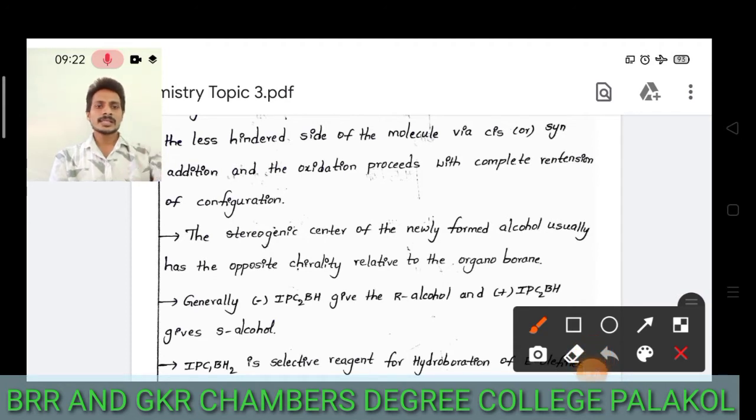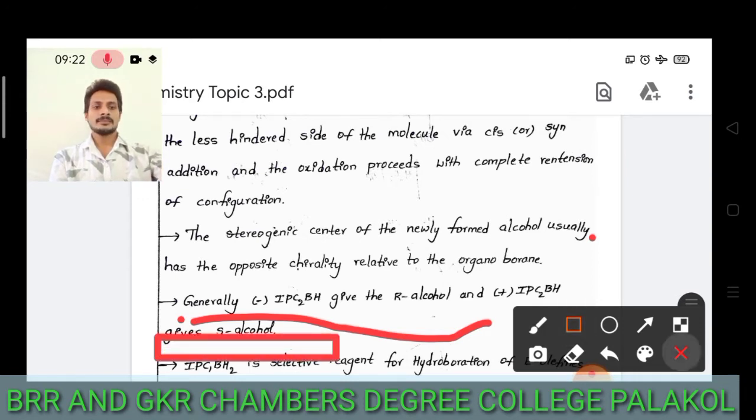The stereogenic center of the newly formed alcohol usually has opposite chirality relative to the organoboranes. Generally, IPC2BH minus gives R alcohol, and IPC2BH plus gives S alcohol. I repeat once again: generally IPC2BH minus gives R alcohol, IPC2BH plus gives S alcohol.